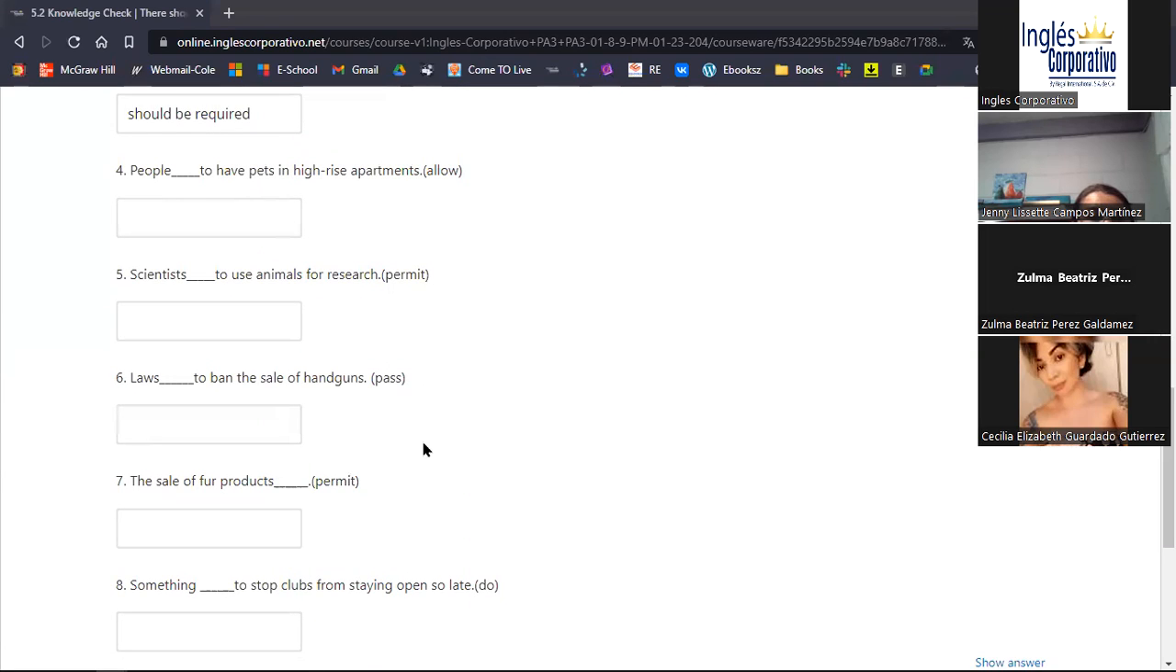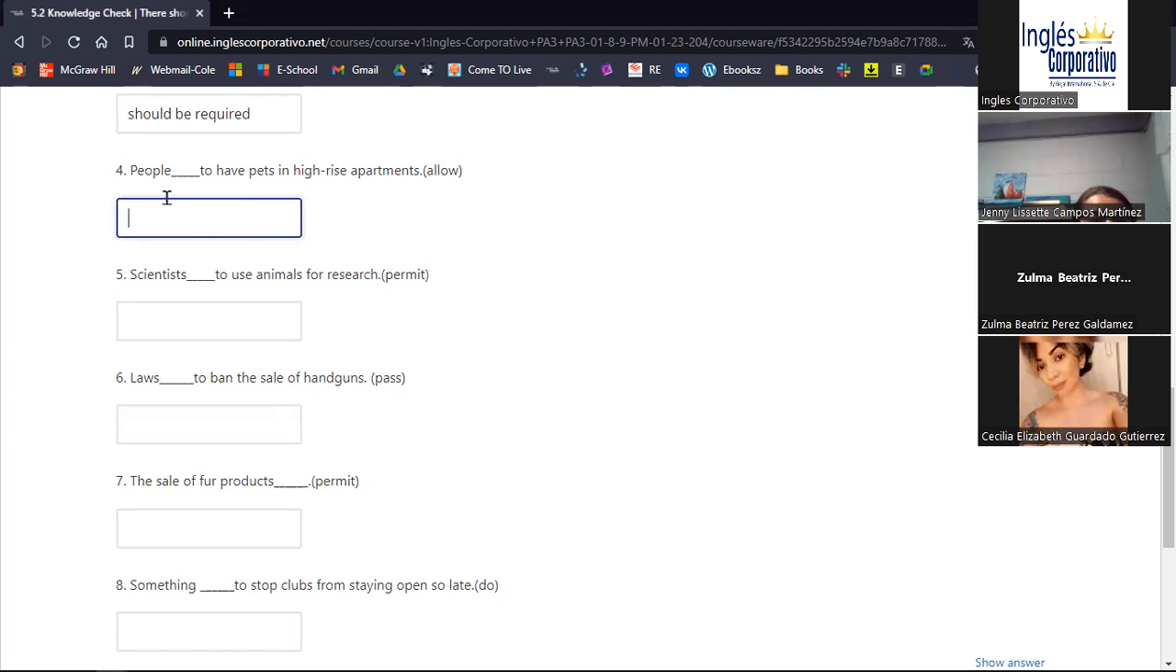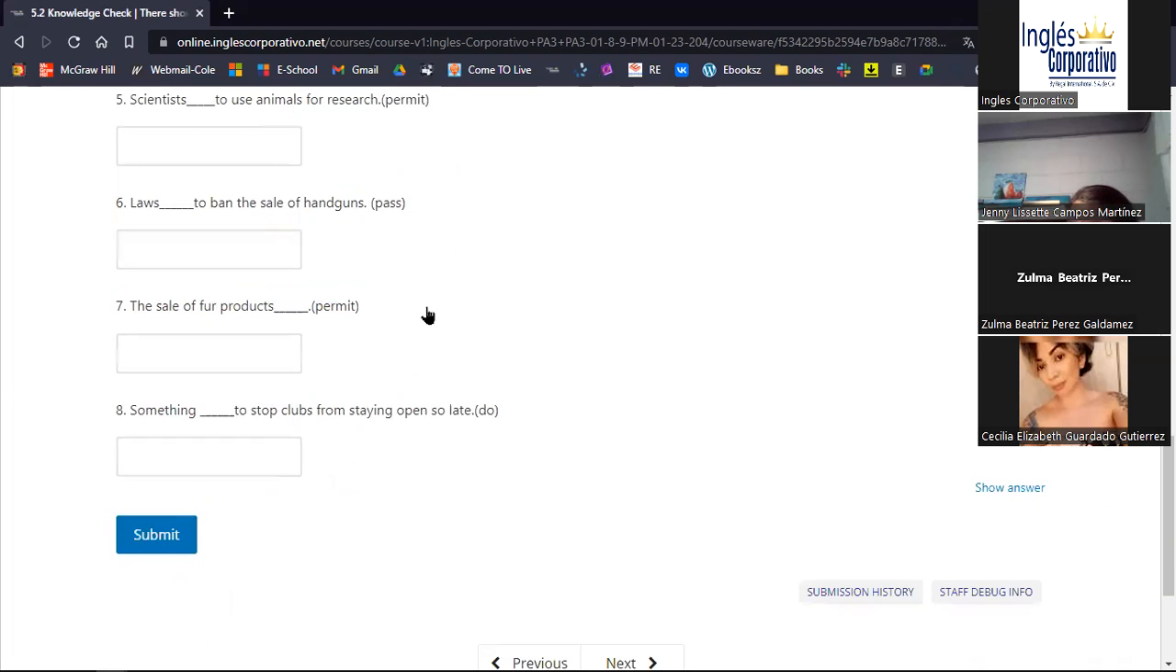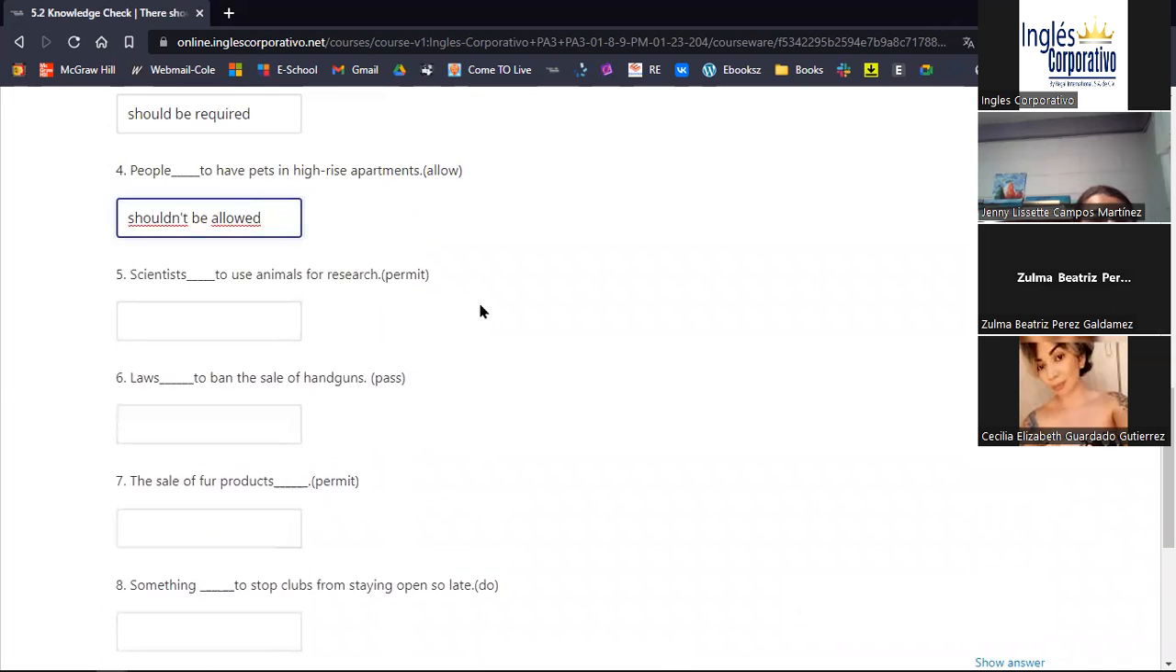People, blah, blah, blah, to have pets in high-rise apartments. People shouldn't be, okay. Allowed. Mm-hmm. Exactly, people shouldn't be allowed, right? People shouldn't be allowed to have pets in high-rise apartments. Very good. What about number five, scientists?